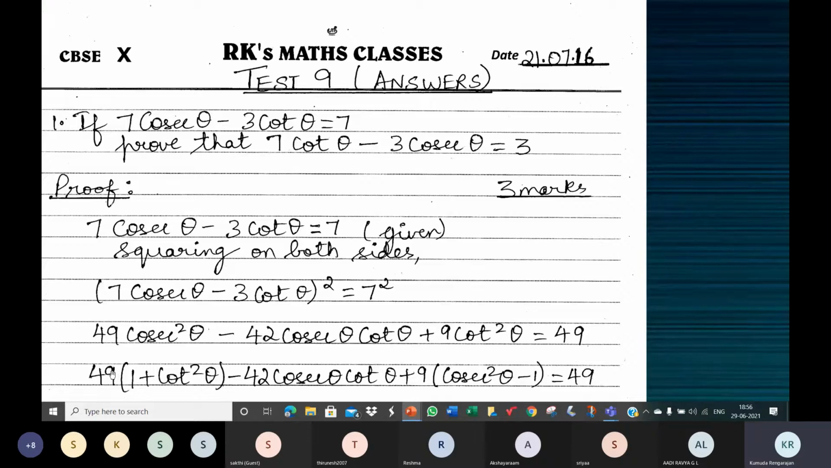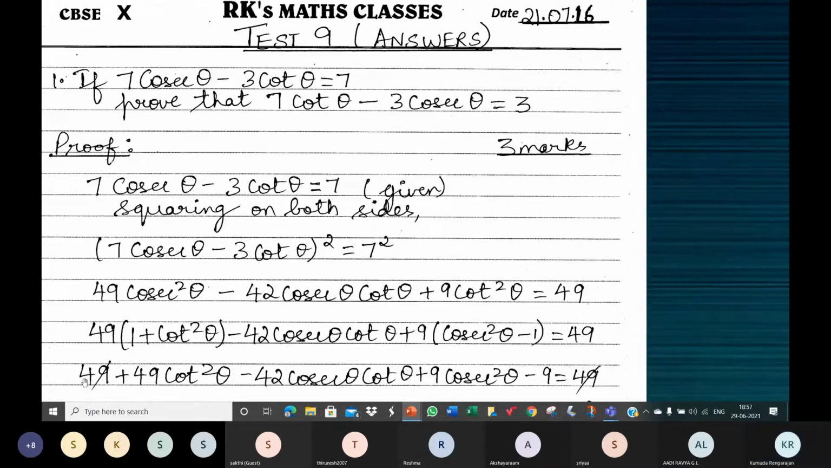So once you do this, what happens? Next step, you'll have to multiply 49 into 1, 49 into cot square theta, 9 into cosecant square theta, 9 into minus 1. That's the next step. And then some simplification happens and you're left with 3 terms. Shift this number to the other side, because you need to get 3 and you have 9. So the square root of 9 is 3. So you're almost there.